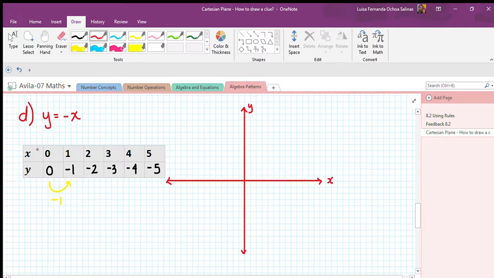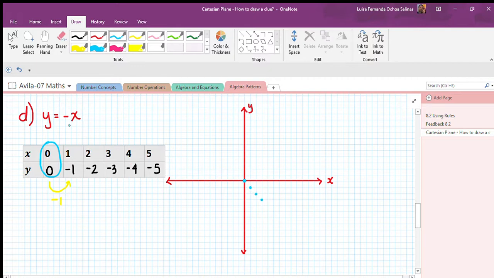Fantastic. So I start with my first point, and my first point says 0, 0. So I'm starting here, 0, 0. Okay, and then the next point is going to be 1, negative 1, if we assume that each square is going to be 1. And then 2, negative 2. And then 3, negative 3.